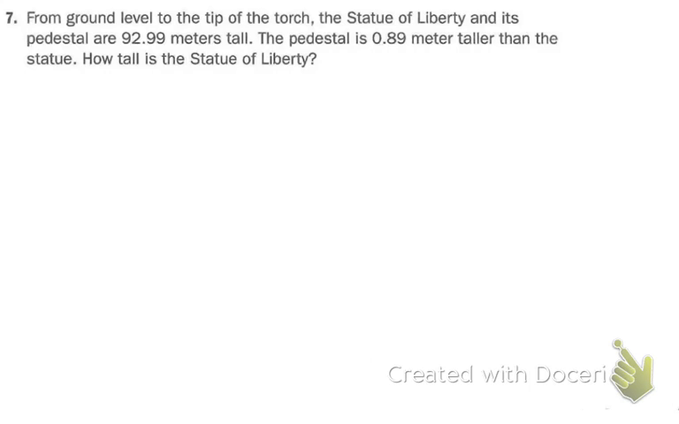The question says, how tall is the Statue of Liberty? That's what the last sentence says. How tall is the Statue of Liberty? Hey look, I'm going to remember to actually do it this time. So we're going to start by stating our variable. So for how tall she is, I'm going to say h for height. So h for height is going to equal height of Statue of Liberty. Now we're ready to start.